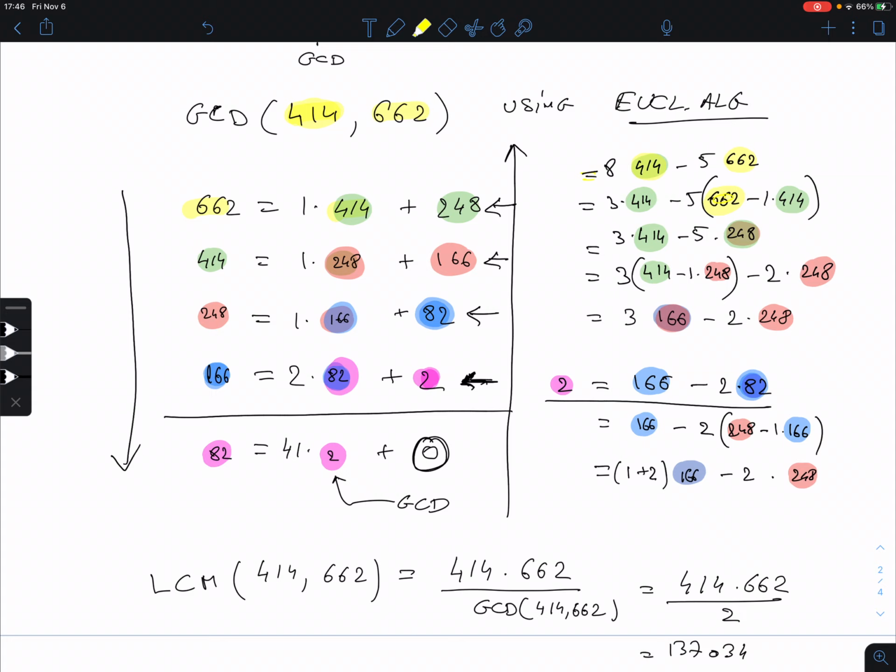And so you might say, what on earth are you doing, Professor? Well, a lot of calculations, but see what I've gotten. 2 is equal to 8 times 414 minus 5 times 662. You might say, what is that for? What does that mean? Well, it means that I can write my GCD, this is the GCD of these two numbers, as a linear combination of these two numbers. And that is always true.